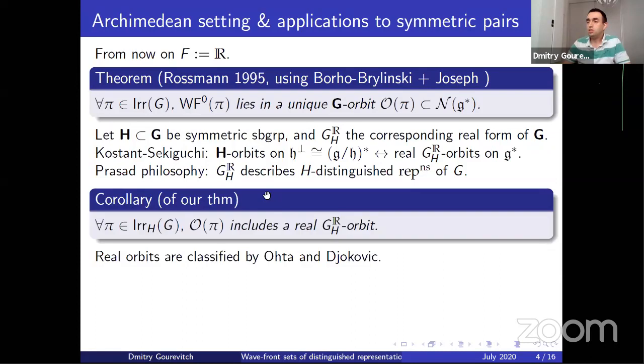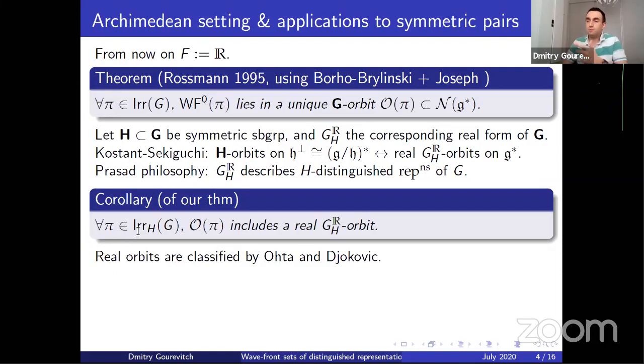But in general, our corollary says that if pi is H-distinguished, then its orbit includes a real G_H^R orbit. So, for example, it's known due to Vogan, I think, or Rossmann. Actually, it follows from this theorem of Rossmann that the orbit of pi includes a real orbit, because this wavefront set consists of real orbits, real orbits for G. But our corollary says that if in addition it's H-distinguished, then it includes a real orbit for the other real form.